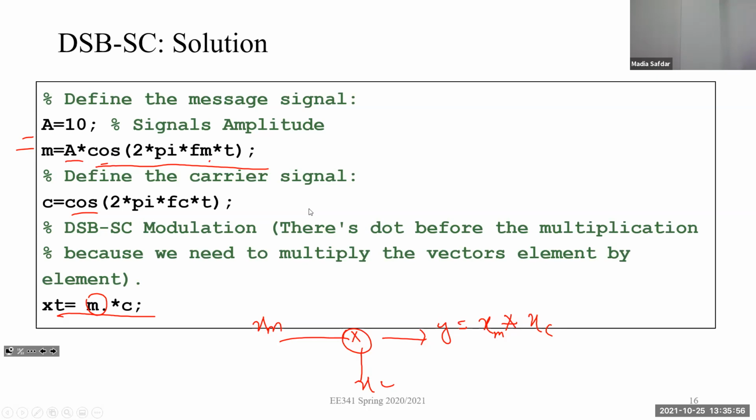But if it is mentioned in the question, for example, your message signal is this, your carrier signal is this, then you will use that signal. But here it was not mentioned. I write these two equations, not exactly these two, but with these. You should know how you define these FM and FC. Can I share? I finish.